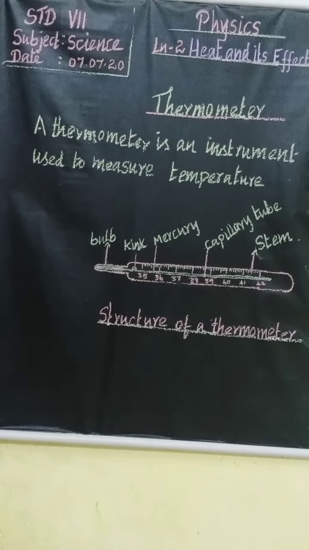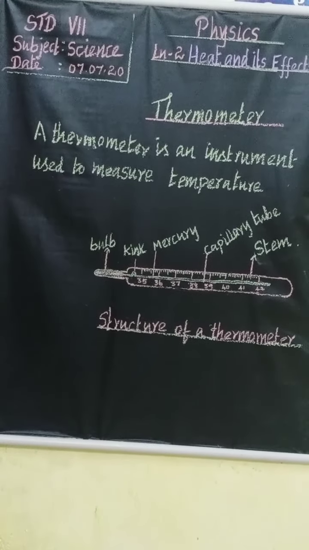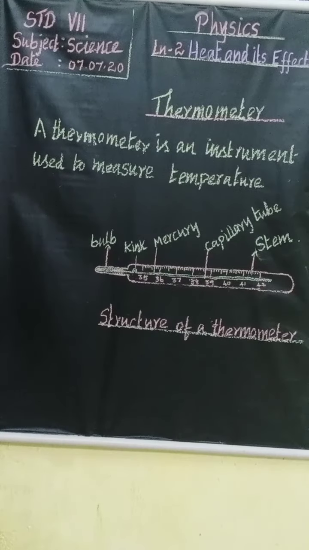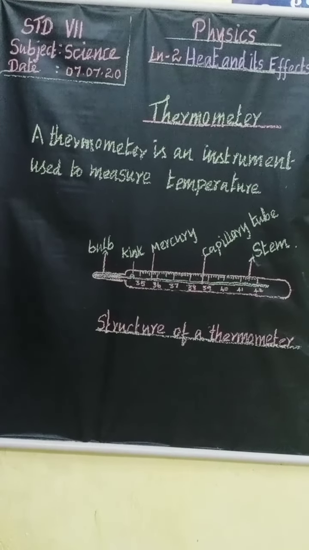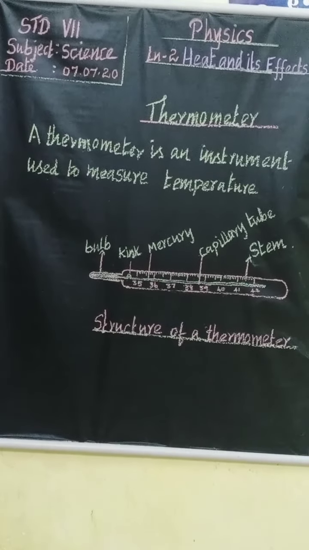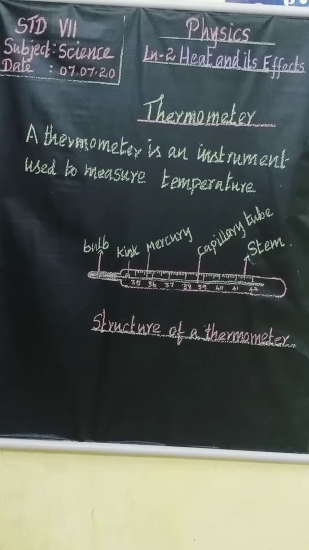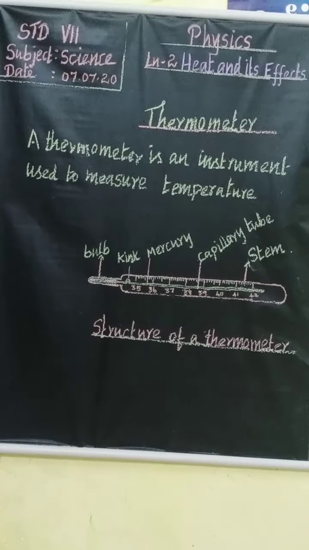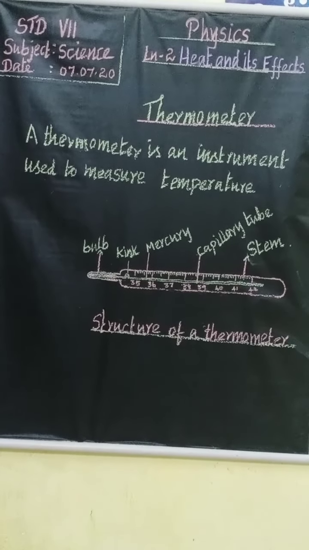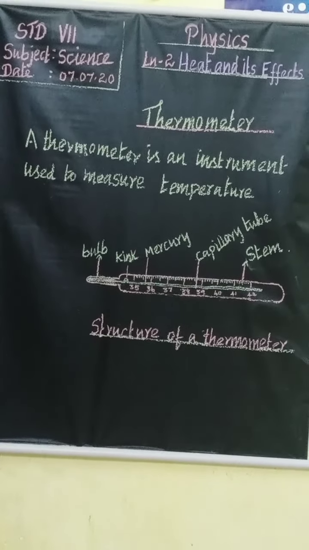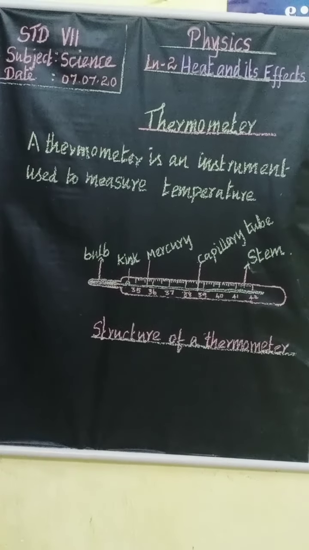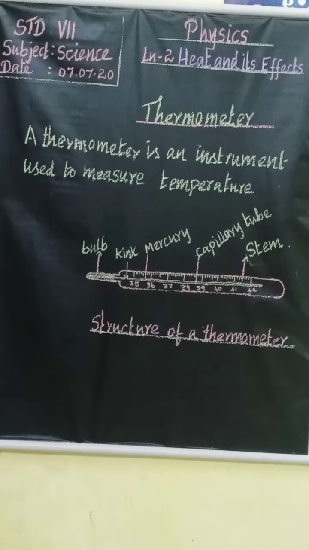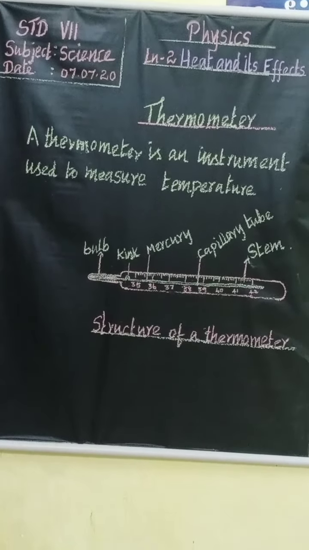Alcohol is another liquid used in thermometers. Alcohol's freezing point is much lower than that of mercury. Therefore, alcohol thermometers are useful in very cold places. But the boiling point of alcohol is low. So it is unsuitable to measure very high temperature.